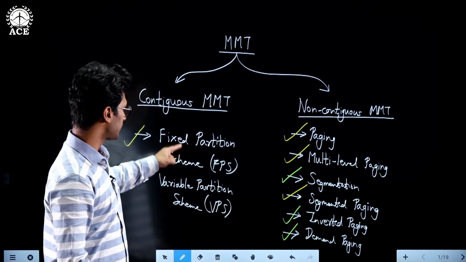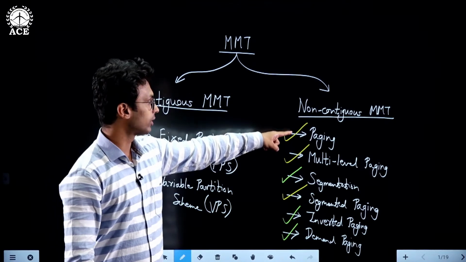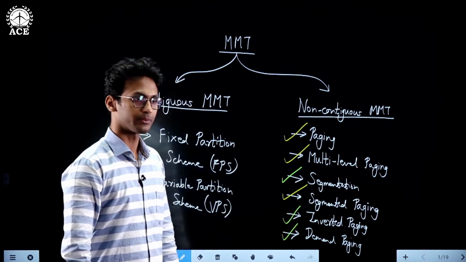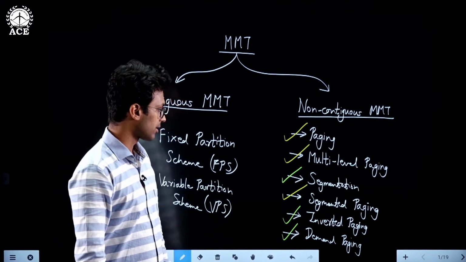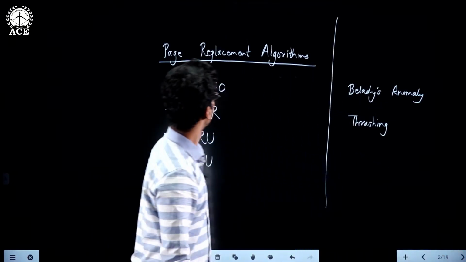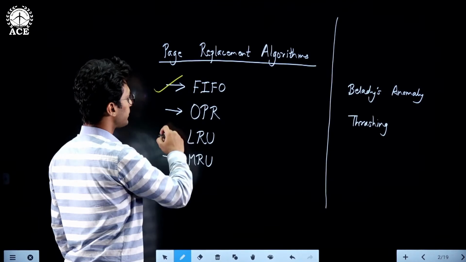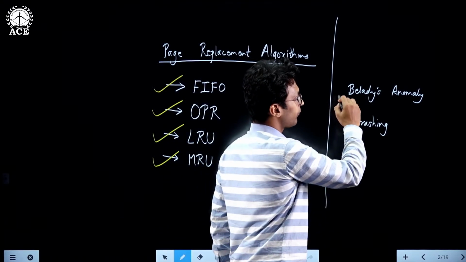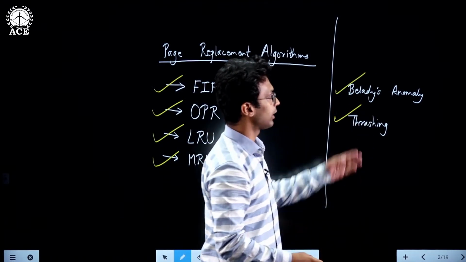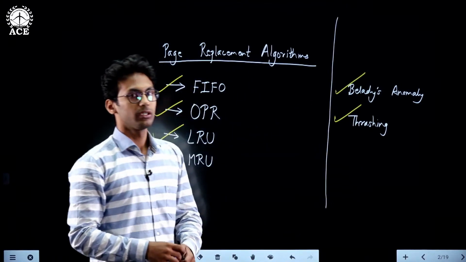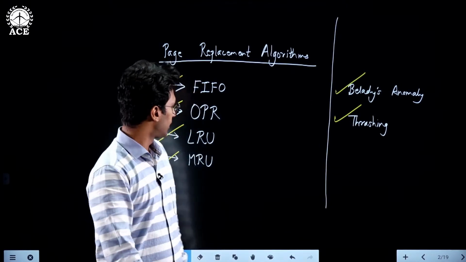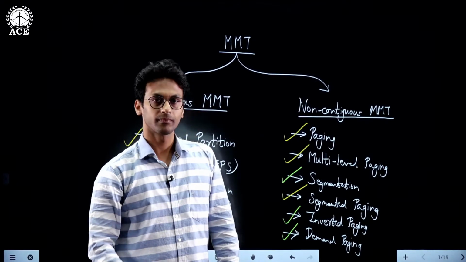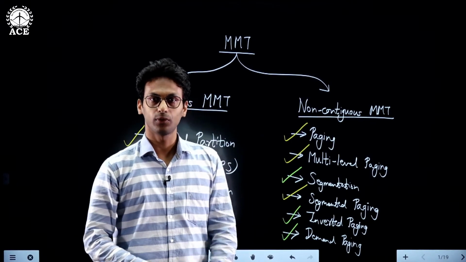Very easy. We saw the fixed partition scheme and variable partition scheme. Then we saw non-contiguous memory management techniques like paging, multi-level paging, segmentation, segmented paging, inverted paging, demand paging. Then we saw page replacement algorithms like FIFO, optimal page replacement, least recently used, most recently used. We saw phenomena such as Belady's anomaly and thrashing. These two phenomena also we saw, isn't it? So I think we are pretty much done with everything. What was today's agenda? I have completed today's agenda completely. Fine. So that's it for this video.